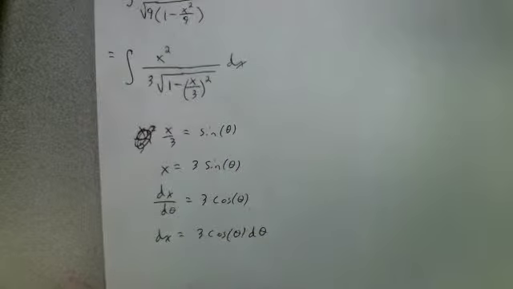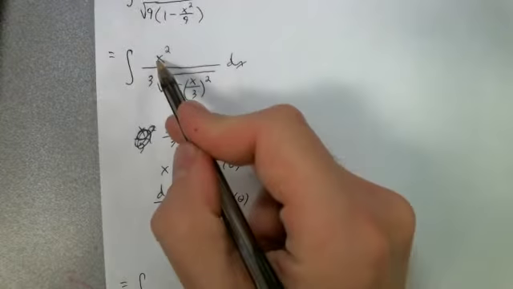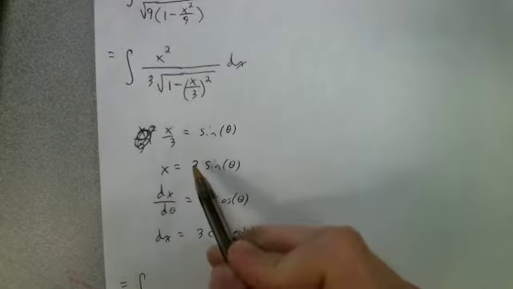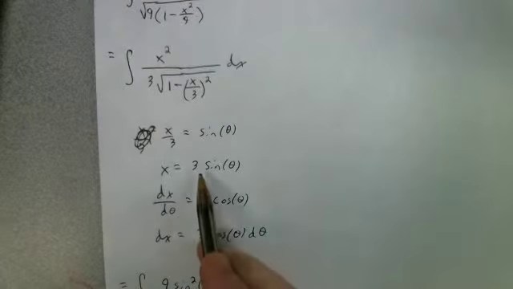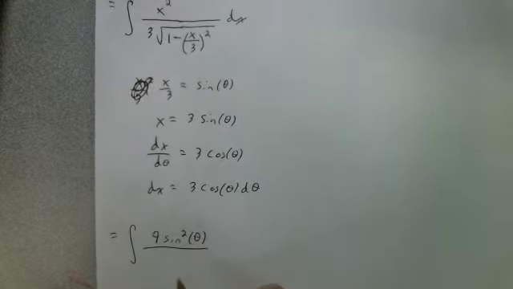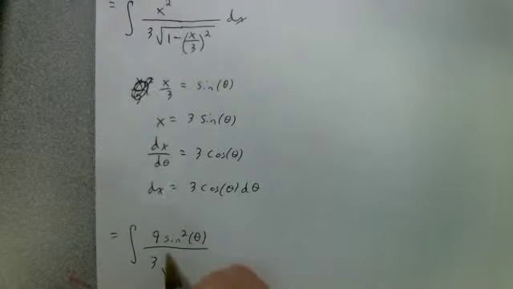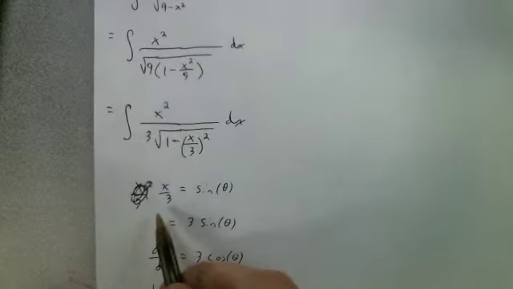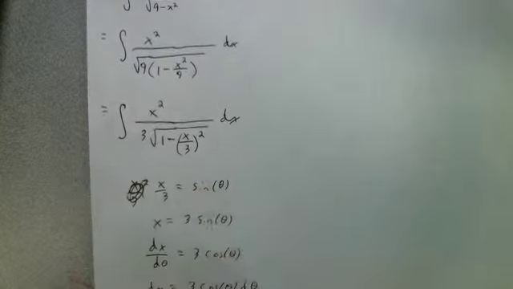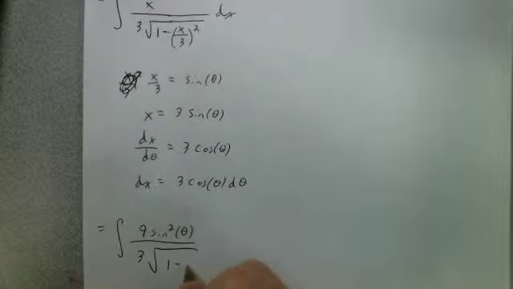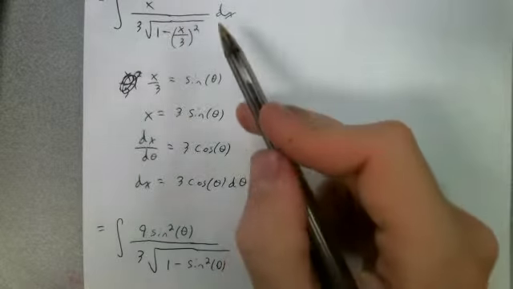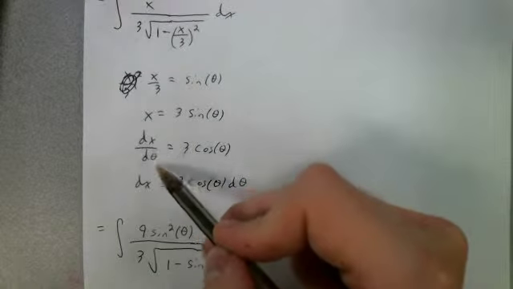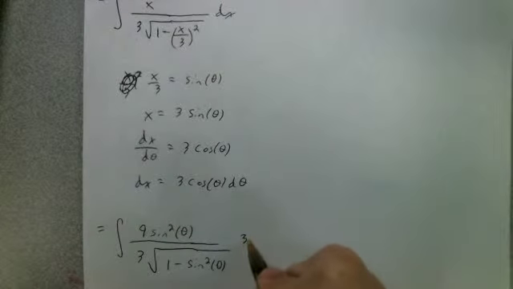So now I just do algebra. Replacing x, I'm replacing that with 3 sine theta. So that will become 9 sine squared theta. I got that 3 there, that's just hanging out. I'm taking this x over 3 here and replacing that with sine theta. So I have 1 minus sine squared under the square root. And now dx, I am replacing dx with 3 cosine theta d theta.